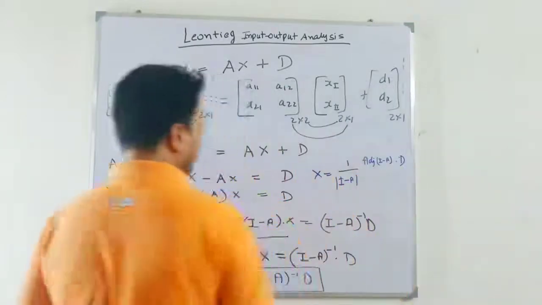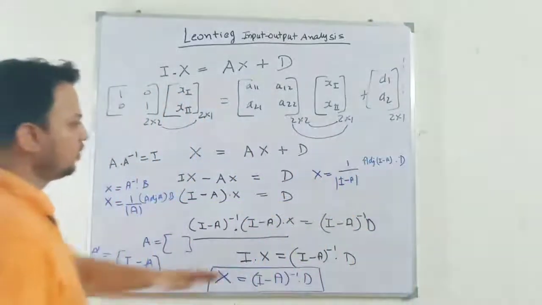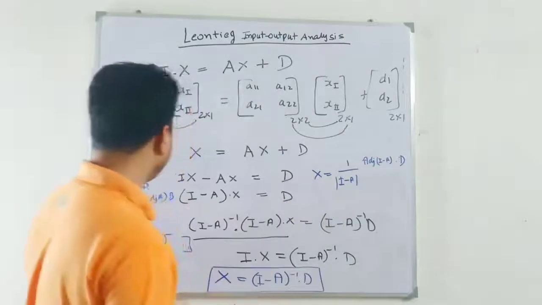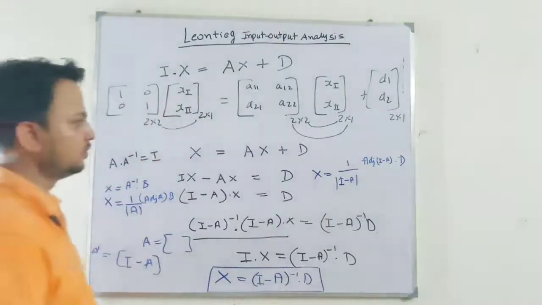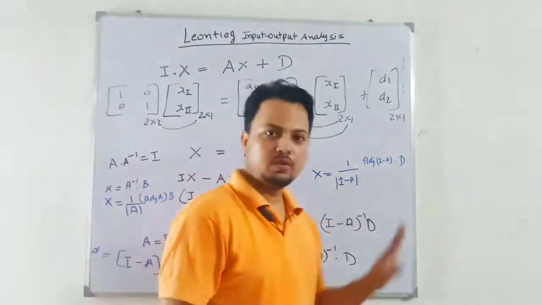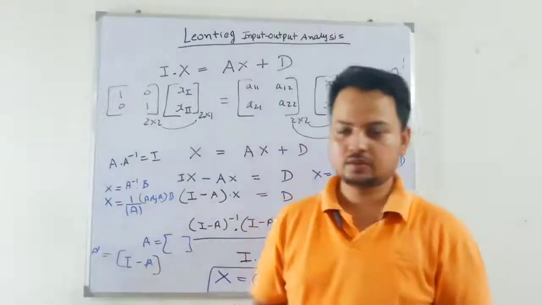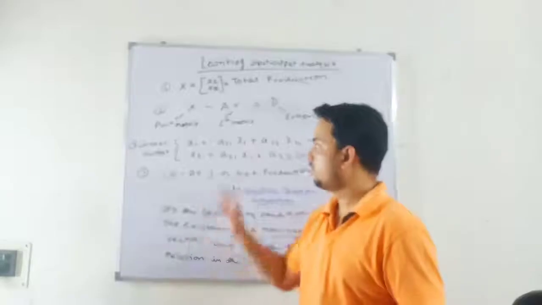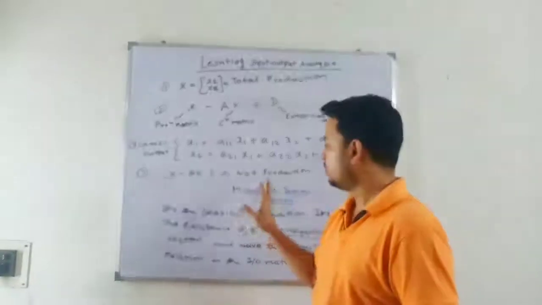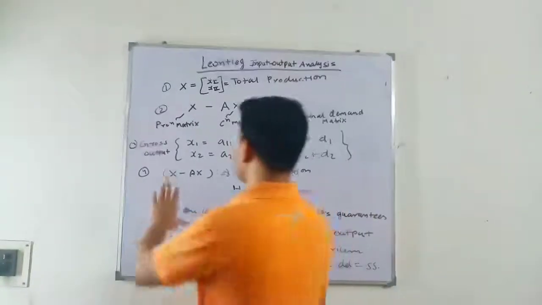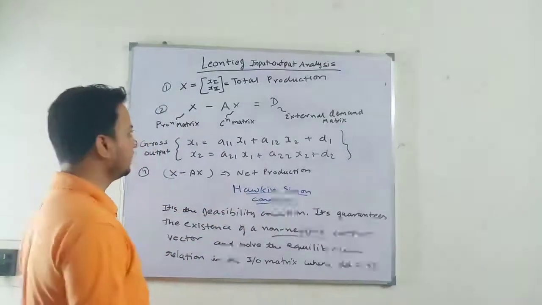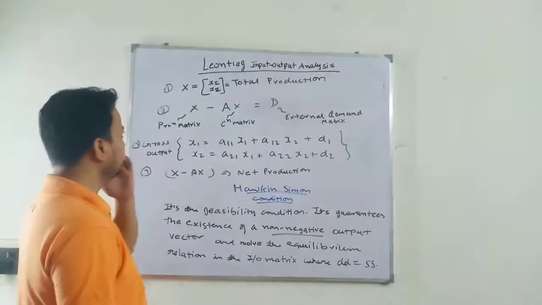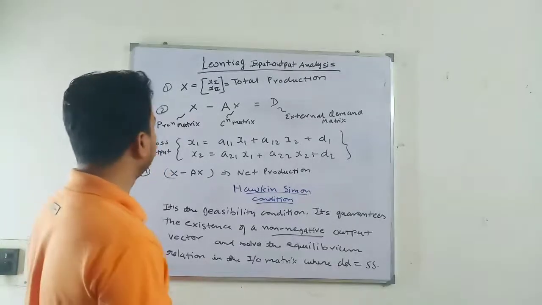Okay, so by using this formula, you can derive the solution for the input-output matrix. We will do some problems, then it will be clear. Next session we will do some problems. Before we do some numericals, let's look at some aspects, the Hawkins-Simon condition. Then we will do some numericals of a 2 by 2 matrix, or 2 by 2 system.